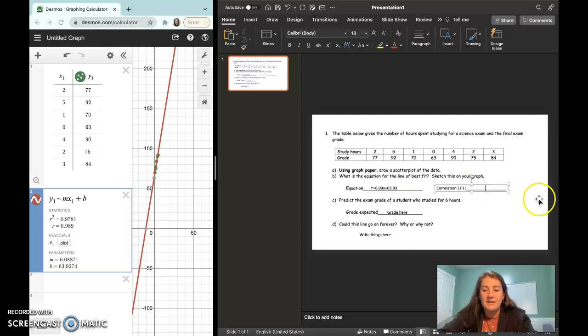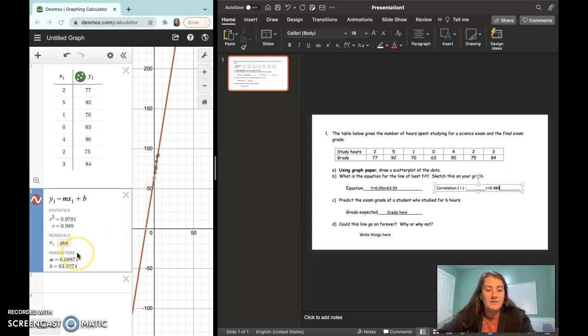The other thing we want to pay attention to is something called the correlation coefficient, and that's right here in statistics. It's the r. I don't care about the r squared right now. That's something you'll use if you take like Stat 1040 or AP Stats in the future. But for right now, we're just going to look at plain r, and r is 0.989. R equals 0.989. That's your correlation coefficient.